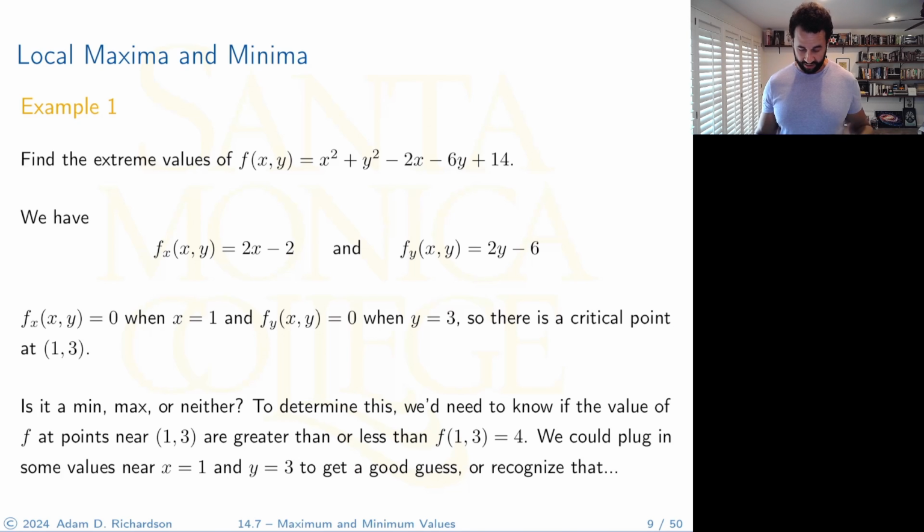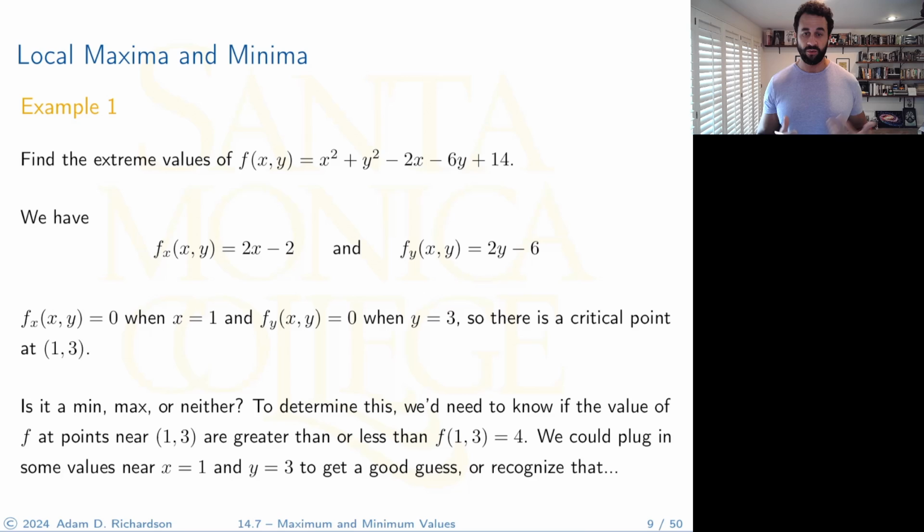So yeah, what we would need to do is we'd need to know if the value of the function f at points near (1, 3) are greater than or less than 4, right? So we could plug in some values near that point to get a good guess, but the issue with that is that's not sufficient. So beware, you can't just test a couple of points and be like, oh look, it's less than at that point, therefore it must be a maximum. You would have to test every possible point, which is impossible to do individually. So beware of that.